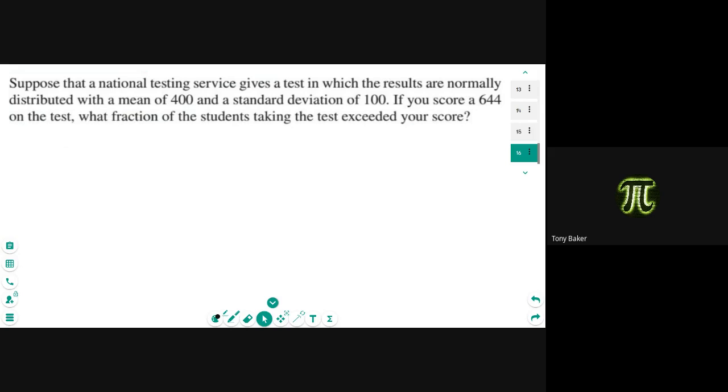All right, one more, and then I'll give you guys a chance to do one. Suppose the National Testing Service gives a test in which the results are normally distributed with a mean of 400 and a standard deviation of 100. If you score a 644 on the test, what fraction of the students taking the test exceeded your score? And yes, this is based on the SATs. They just couldn't say that.